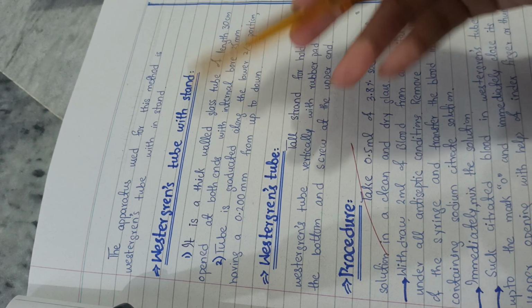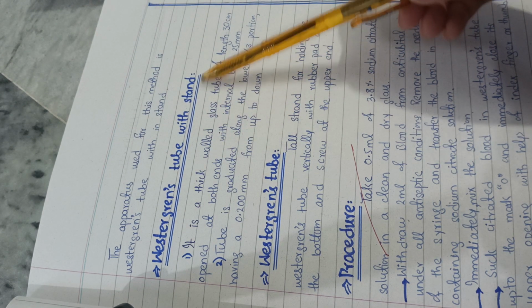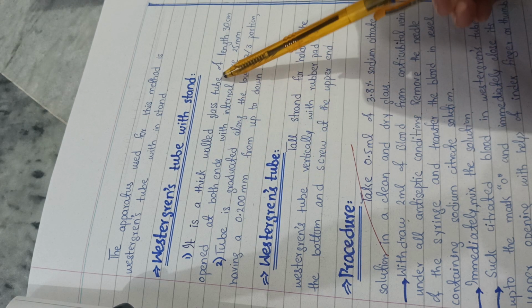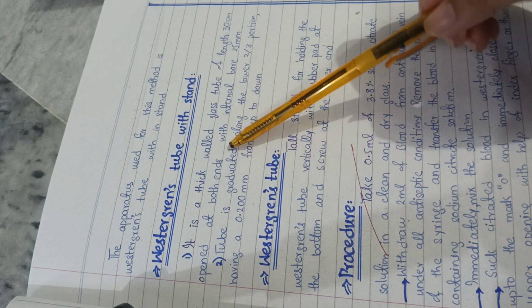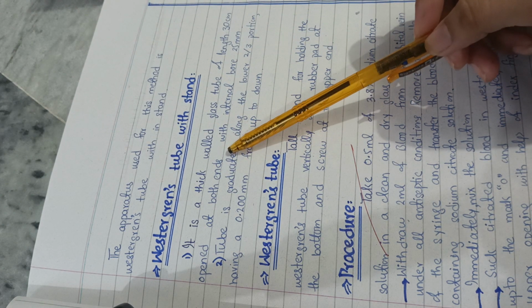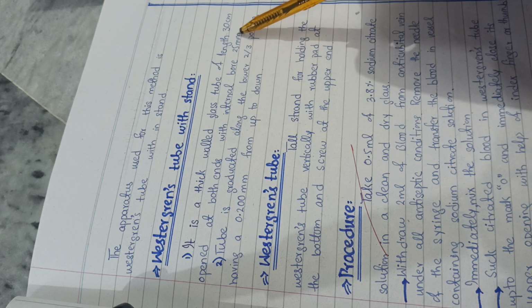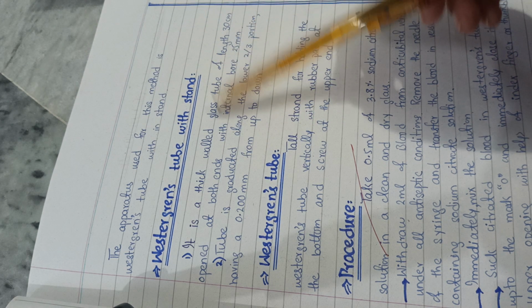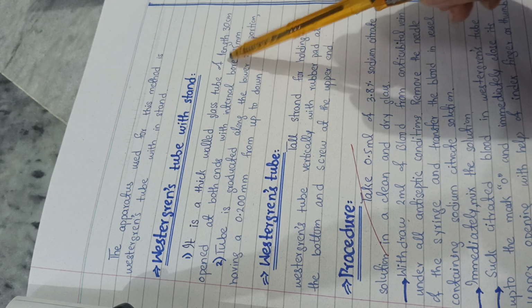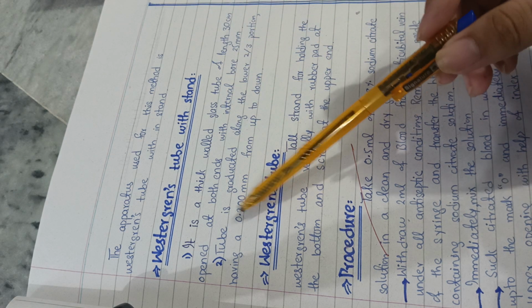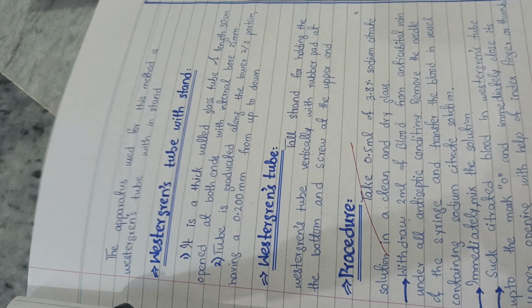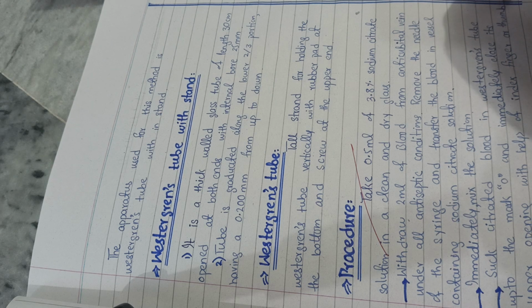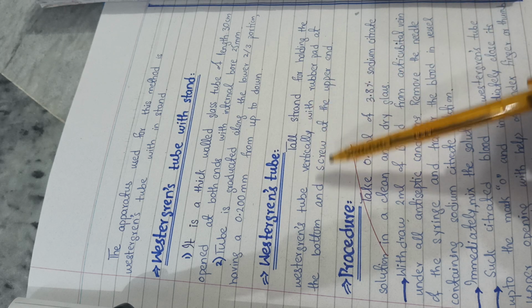The apparatus we need is a Westergren tube with a stand. It is a thick-walled glass tube with a length of 30 centimeters, open at both ends. There is no closed end, both ends are open, with an internal bore of 2.5 millimeters, meaning the internal diameter of this tube is 2.5 millimeters and the length is 30 centimeters. The tube is graduated from 0 to 200 millimeters, from up to down. So now we have discussed the Westergren tube.